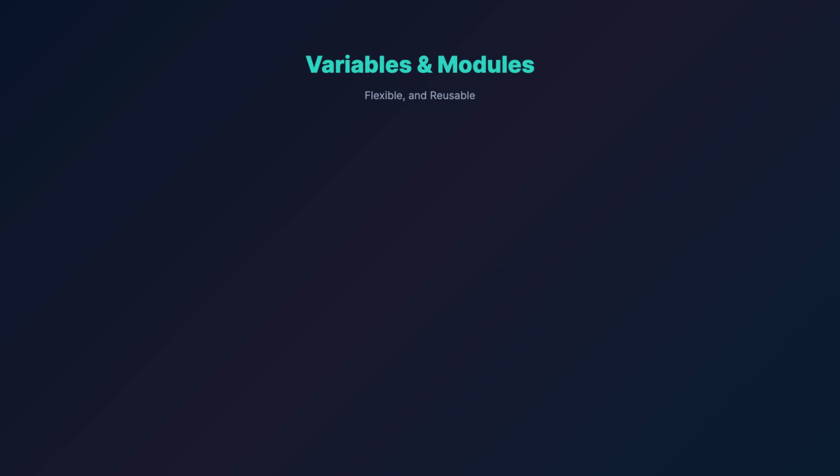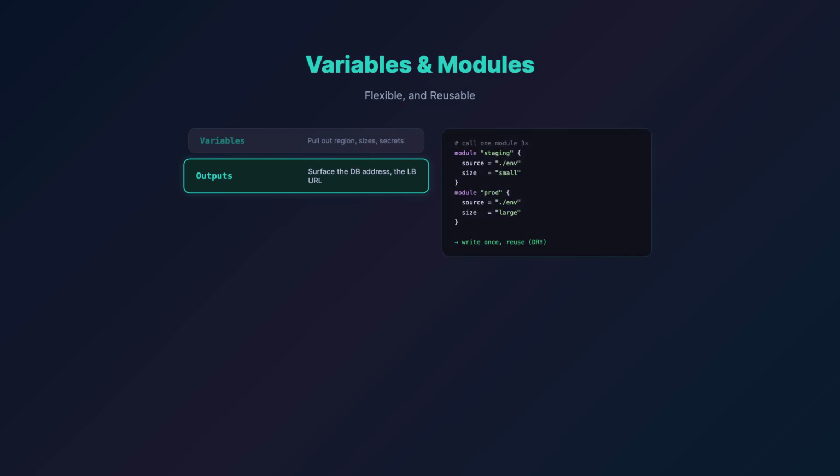Two features take you from toy scripts to real maintainable infrastructure. First, variables and outputs. You don't want to hard code values like the region or an instance size in the middle of your files, so you pull them out into variables. Now the same code can build a small cheap environment for staging and a bigger one for production just by feeding it different variable values. Outputs are the reverse. After Terraform builds things, outputs surface useful values, like your database's address or your load balancer's URL, so you or another tool can use them.